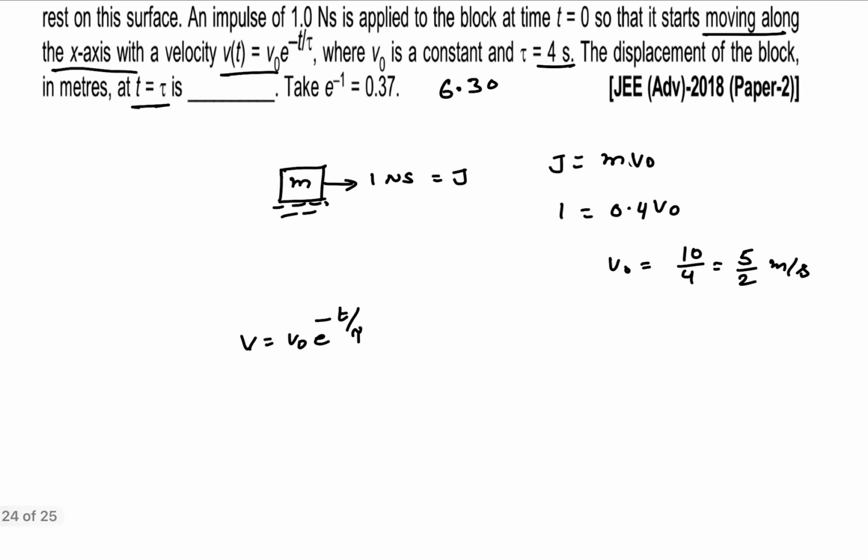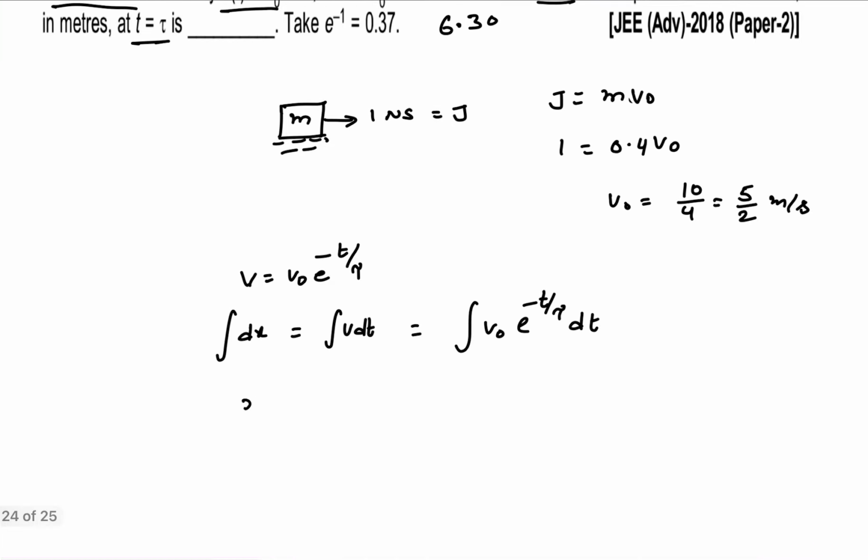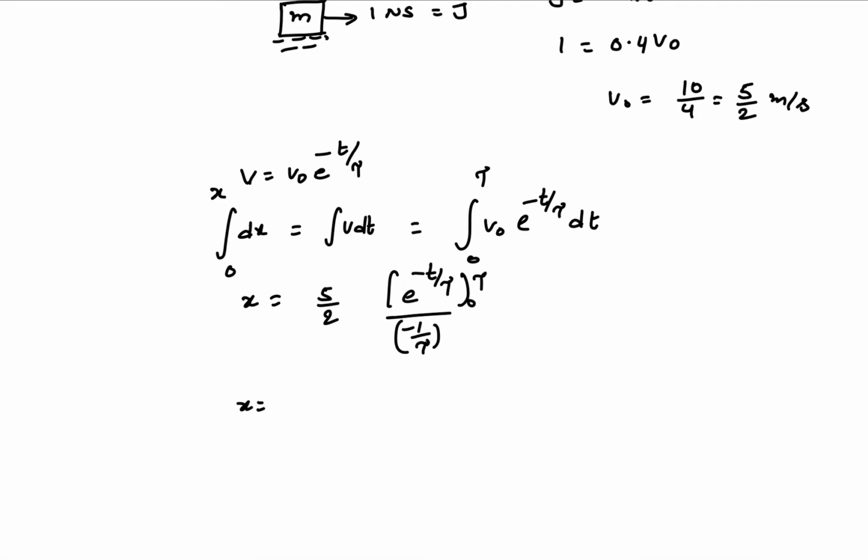Okay, one minute. They have given tau. T also they have given tau only. Okay, we will see now what is the displacement. Integral dx is equal to integral v into dt, integral v naught into e to the power of minus t by tau into dt. What is integral dx value? x. And v naught is actually constant. You bring that e to the power of minus t by tau, limits are 0 to tau, and here 0 to x. Divided by minus 1 by tau, limits are 0 to tau.